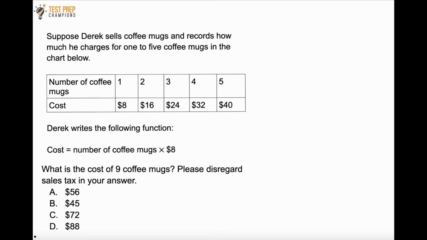Okay, so let's go over this question here. So we know that cost equals the number of coffee mugs times $8. And we want to find the cost of 9 coffee mugs. So what I'm going to do is do 9 times 8. And when I do that, I get 72. So the answer here is $72. C is the correct answer.